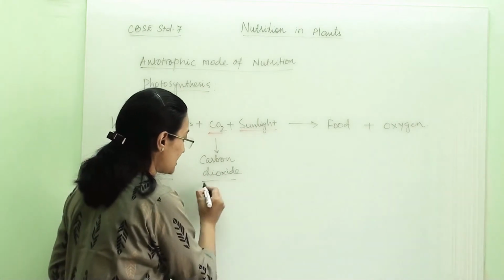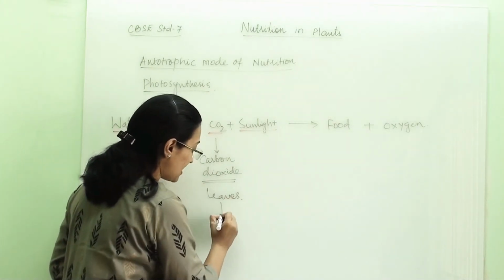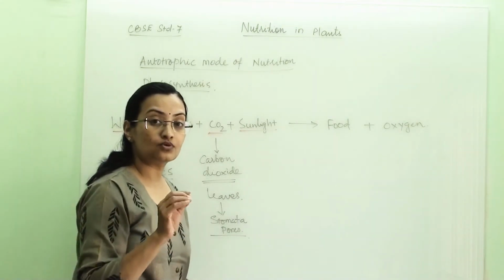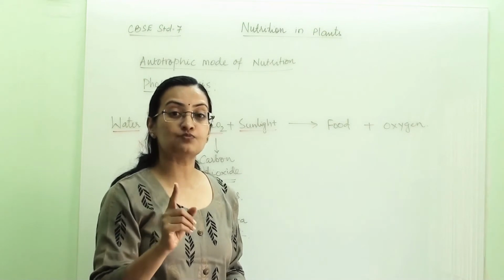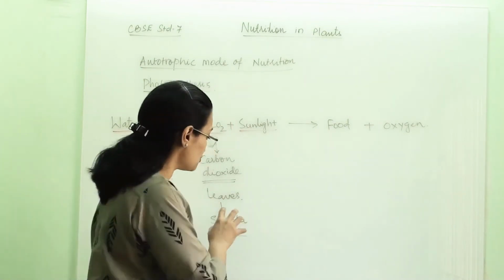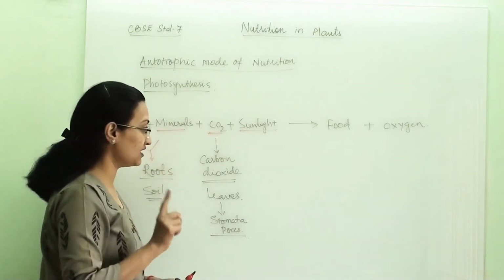This carbon dioxide they are taking via leaves, via stomata pores. Now stomata pores are simple pores on the surface of the leaves which are responsible for gaseous exchange. So from the leaves they are taking carbon dioxide from the air.